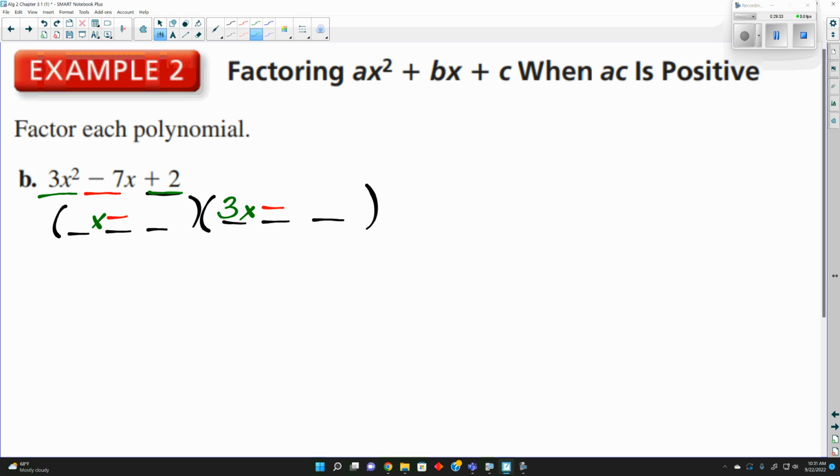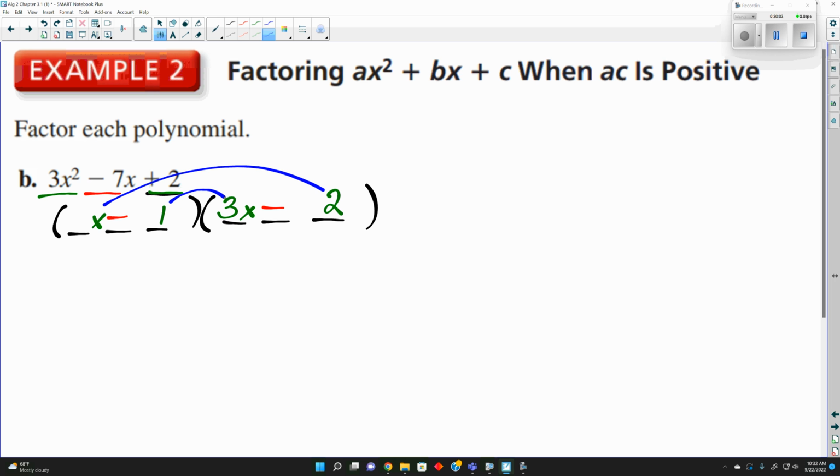Now we need to find the factors of 2. Well, what are the factors of 2? 1 and 2. Where do we want to put the 1? In the first set or the second set? Doesn't matter which, because we can put 1 there and 2 here. Because again, the last step is to check it. Now x times 3x is still 3x squared. Negative 1 times negative 2 is still positive 2. So we need to check the middle terms.